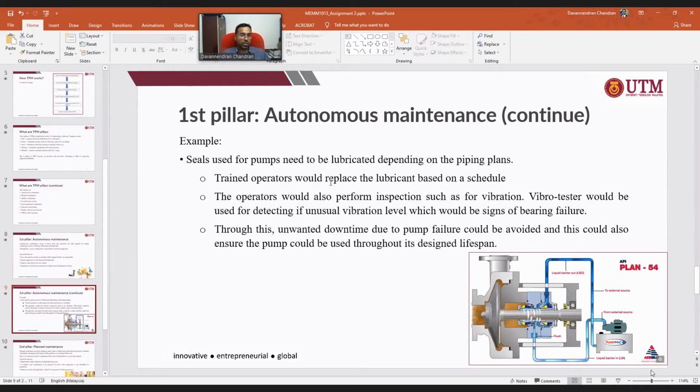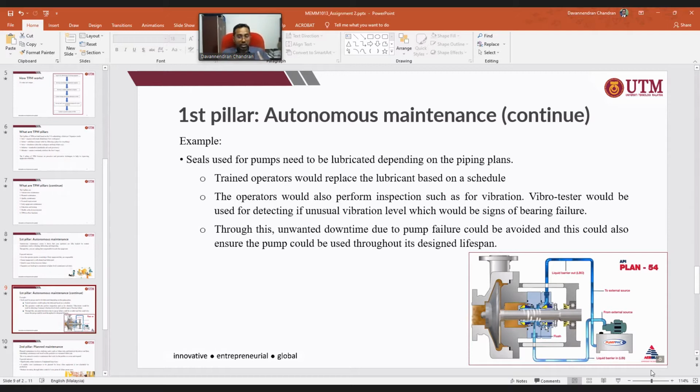An example of autonomous maintenance is if you see pumps that need to be lubricated depending on the piping plan. As you can see from over here, this is a piping plan API 54, and you can see there is a separate external source where the liquid is being pumped to the system, right? So the trained operators would replace the lubricant based on a schedule. They will be given a schedule to replace the lubricant.